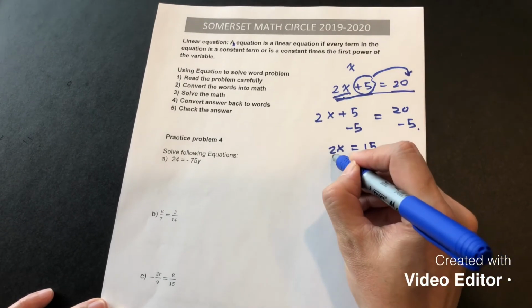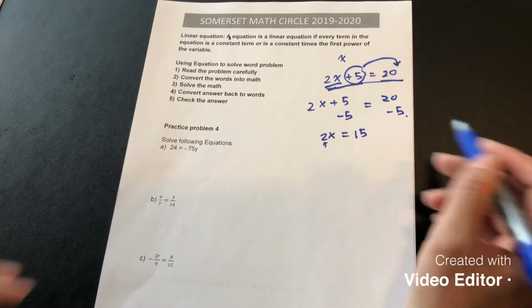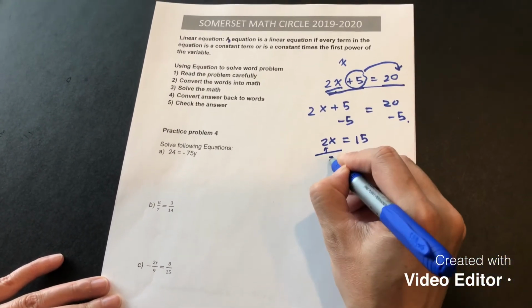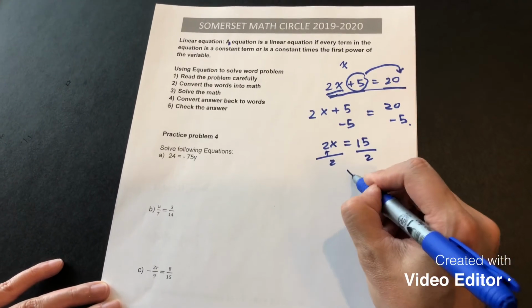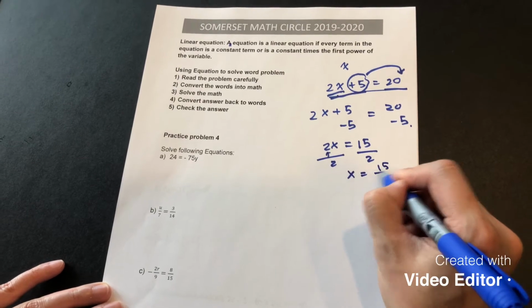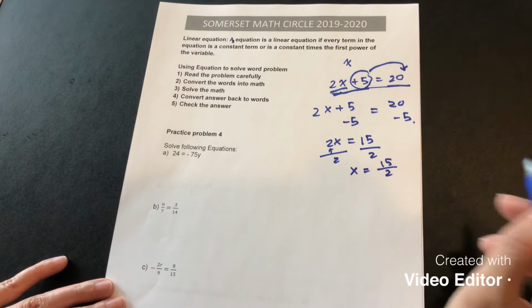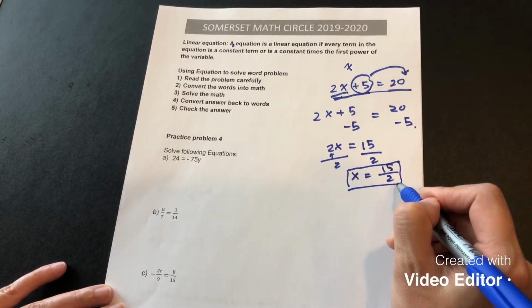Now we need to get rid of the coefficient right in front of the unknown. Here is a 2x, so we divide the equation on each side by 2. Now the left-hand side is x. The right-hand side is the number that we want for the unknown. So the goal is to get to x equals to something, okay?